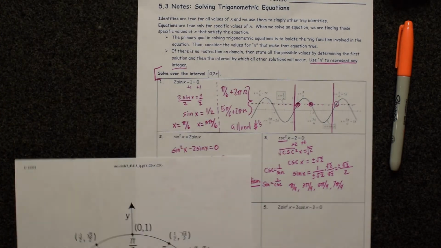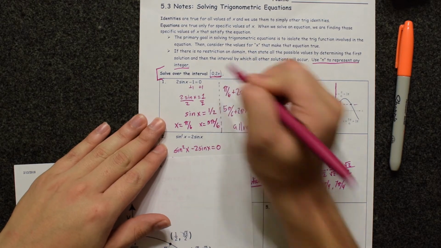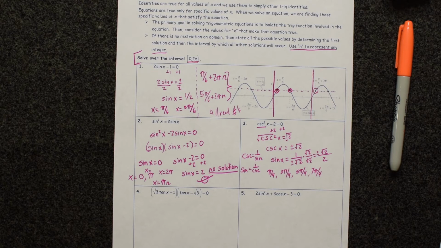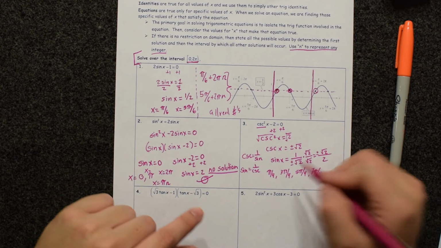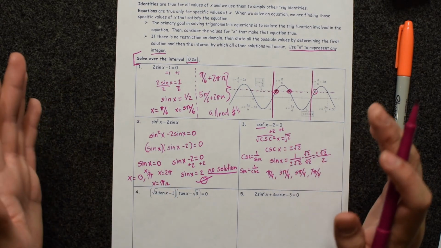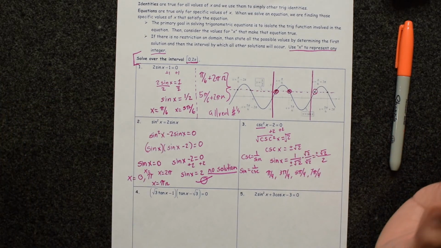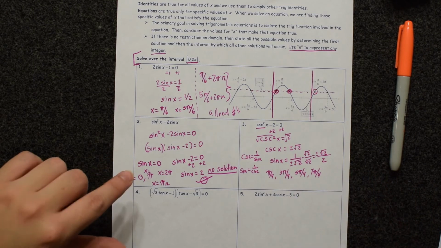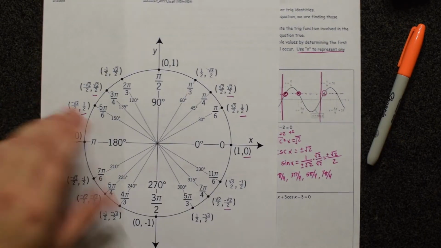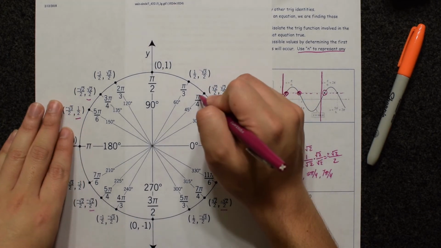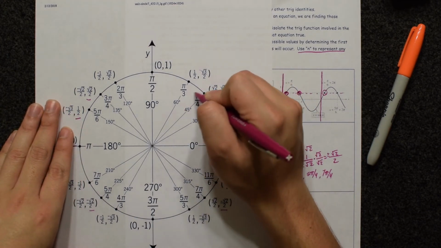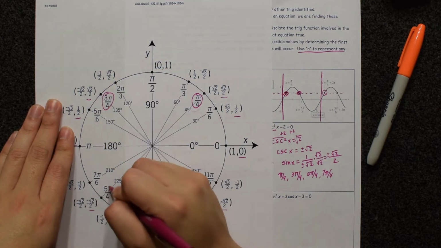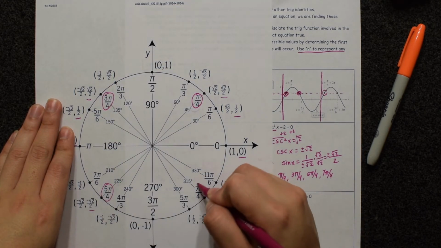Now, because they're asking us to solve on the interval 0 to 2 pi, this is technically enough to get the answer to this problem. But let's say that we didn't have to worry about the interval. Let's say that they were asking for all real numbers. What we would go about doing now is we would take a very hard look at our unit circle. In fact, I'm going to go ahead and circle the values that we're using.